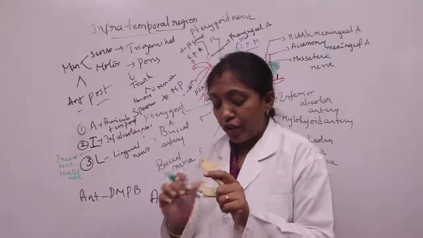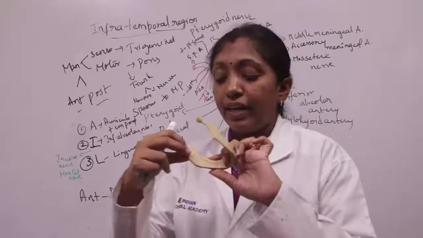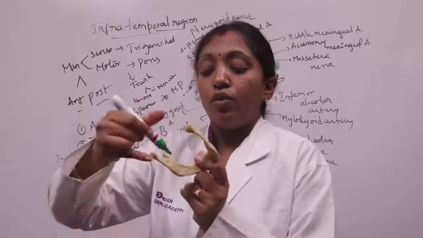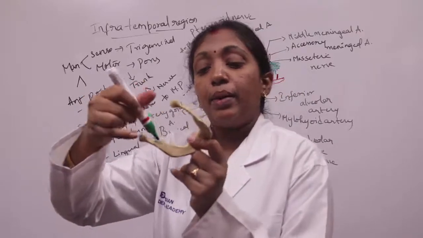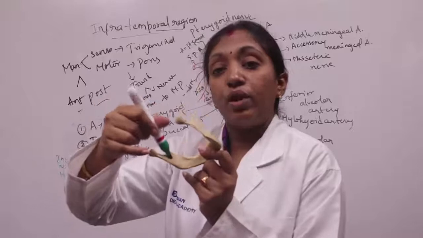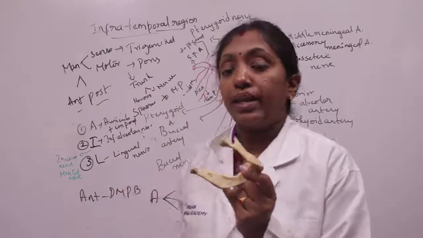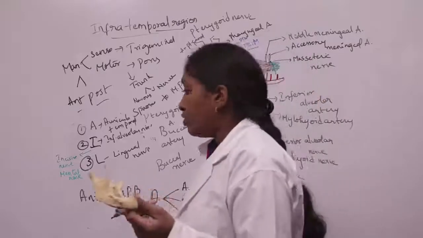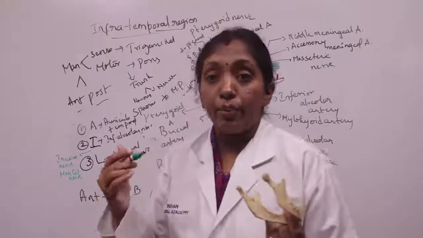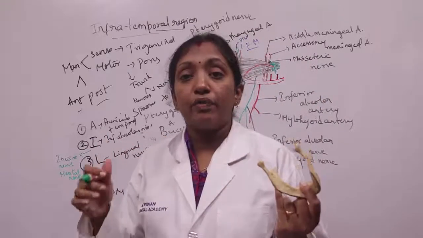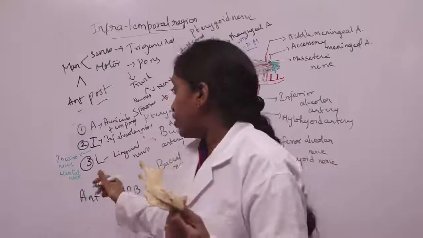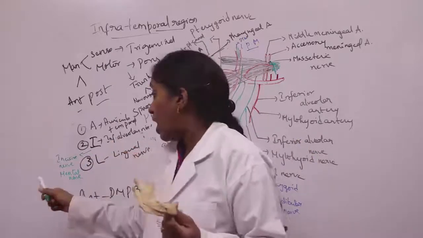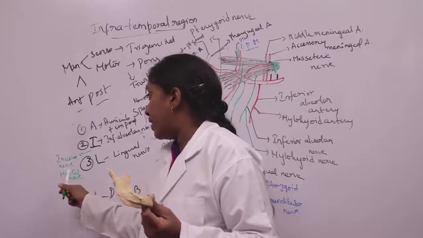Here the inferior alveolar nerve enters into the mandibular canal. Here we have a foramen, and this is the mandibular canal. Before entering into the mandibular canal, the inferior alveolar nerve gives the mylohyoid nerve, and in the mandibular canal it gives branches to the mucous membrane and adjoining gum of the premolar and molar teeth, and it also gives the incisive nerve and mental nerve.